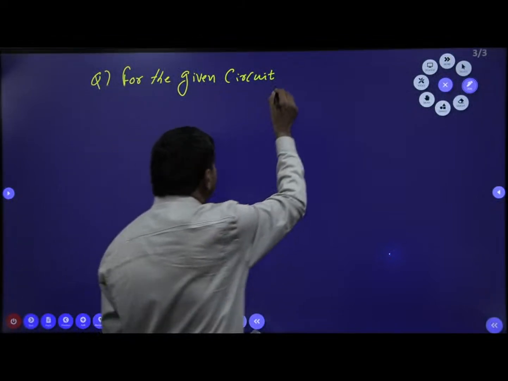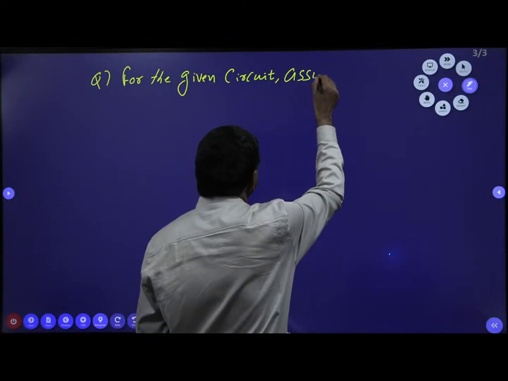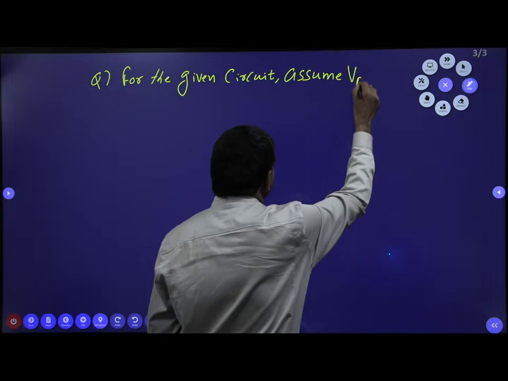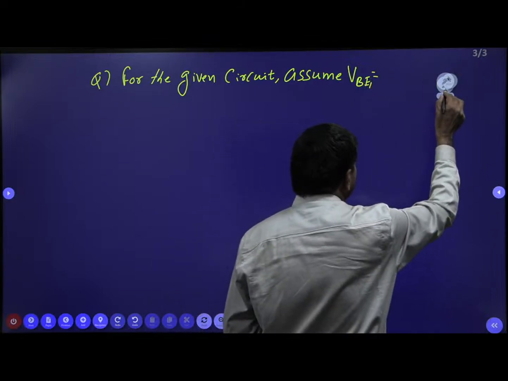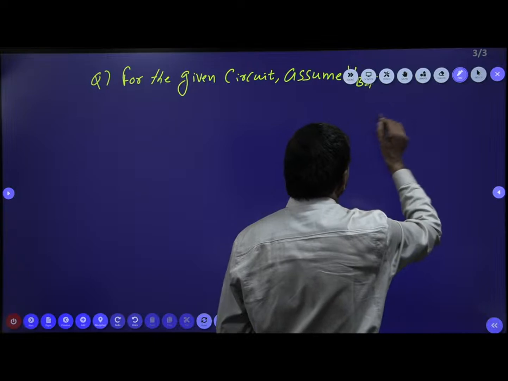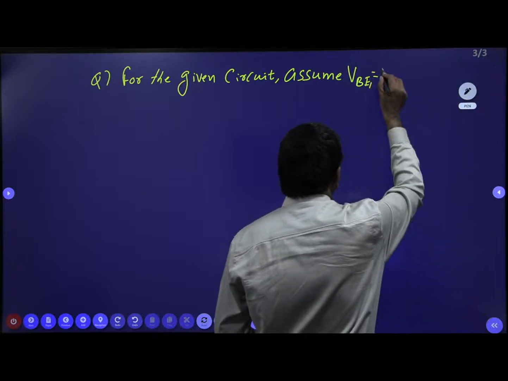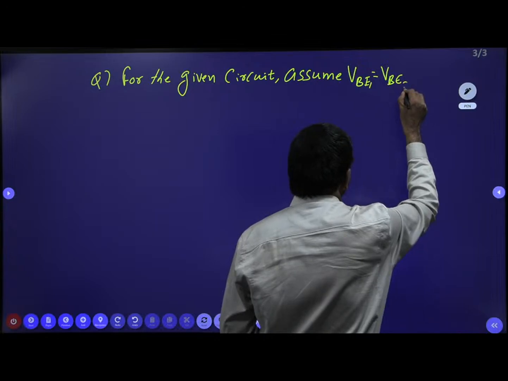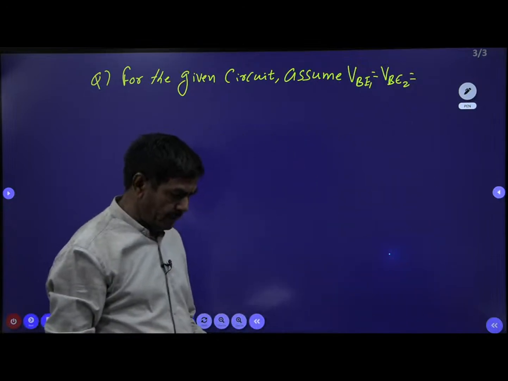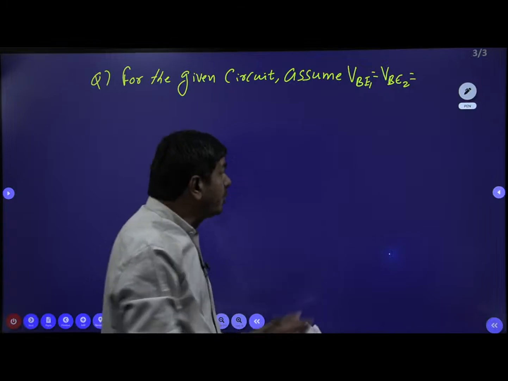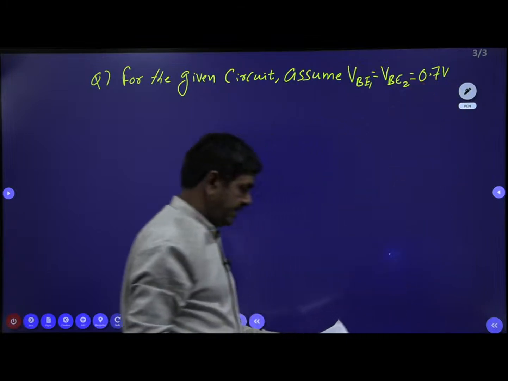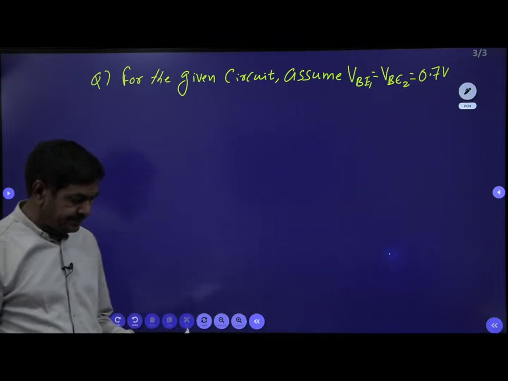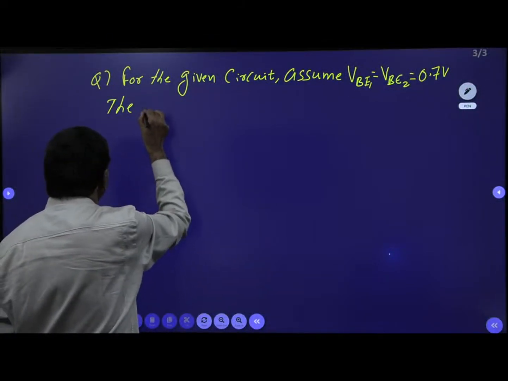Assume VBE1, the base to emitter voltage of the first one, equal to VBE2. VBE1, VBE2 equal to, as given in the problem, 0.7 volts. That much voltage is given. But what is being asked in the problem? The value of DC voltage is asked to find.